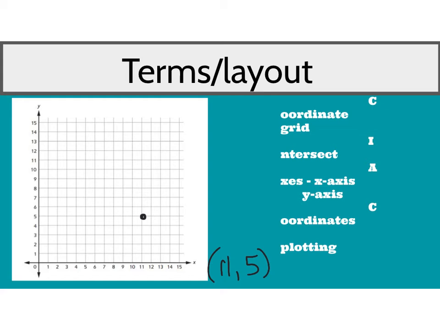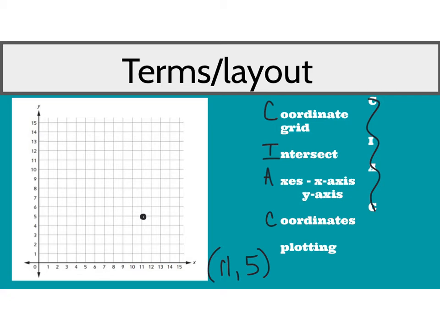And for some reason, when I brought this presentation over, it cut off my letters. So they look kind of funky. This should be coordinate grid, intersect, axis, coordinates, and there we have plotting. So we're going to ignore all of this right there.